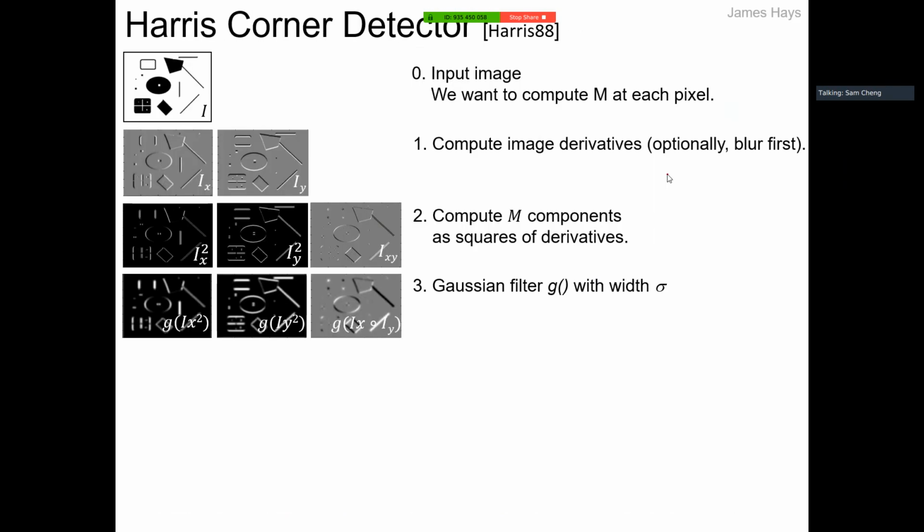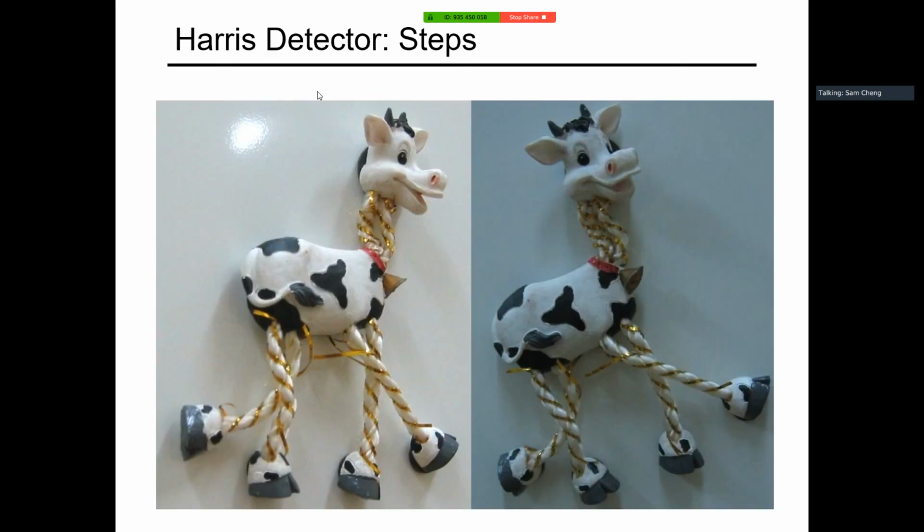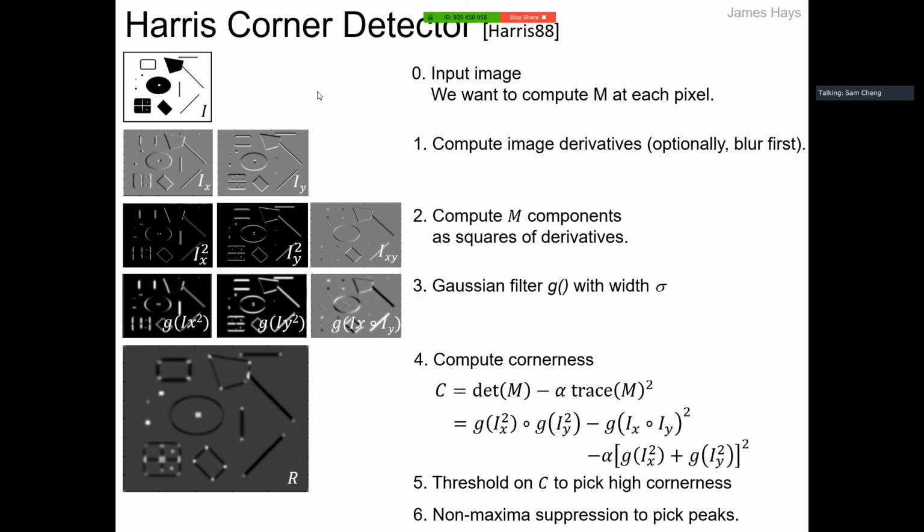Maybe just a summary again. We have the original image. Remember, we need to build the M matrix, right? The M matrix is something like this.